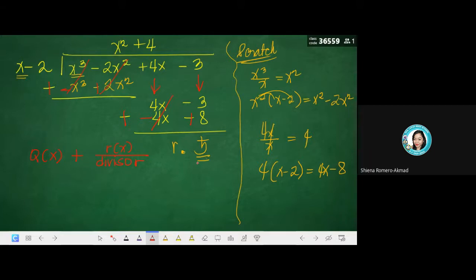Bakit? Kasi it is still, you should still divide the x minus 2, kaya lang hindi na pwede. So, pag sinulat natin yan, we'll have x squared plus 4 plus 5 over the divisor x minus 2. Okay, so ganun po yung tamang paraan ng pagsusulat ng quotient. You write the quotient first, and then you write the remainder divided by the divisor.